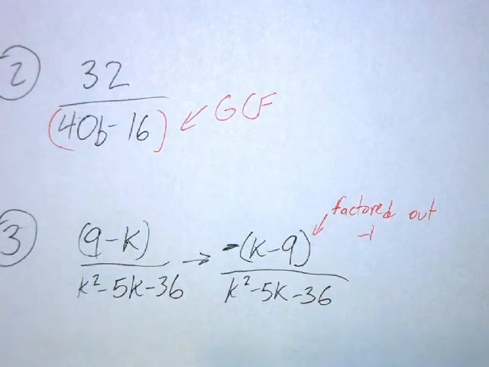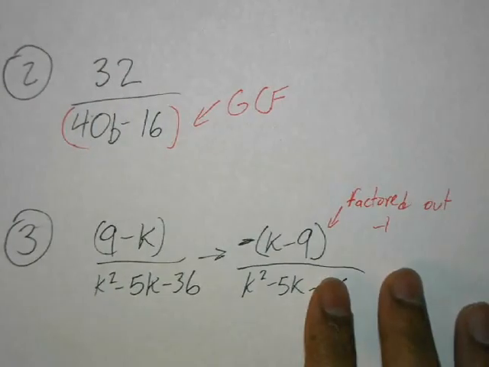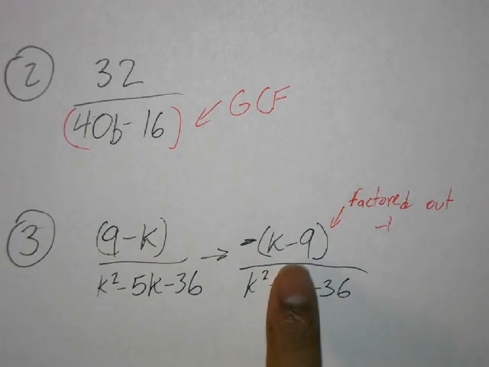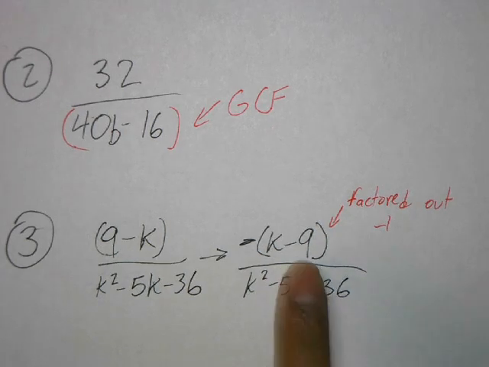Okay, so those are some helpful hints for these two problems. For number 2, you're going to want that GCF. For number 3, take that negative out and make this k minus 9, because that factor is way friendlier to you than the 9 minus k.